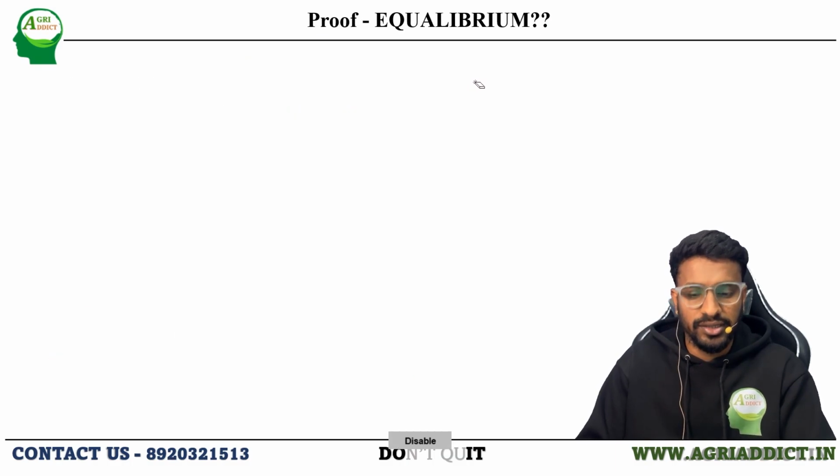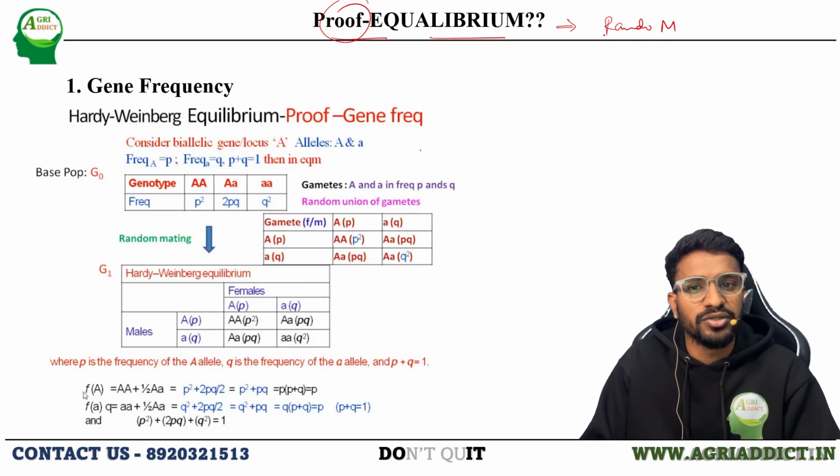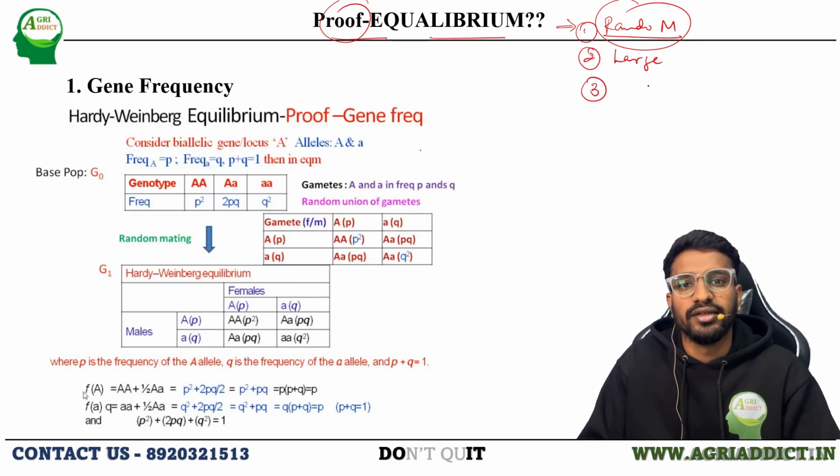So this gives... Now let us discuss how this equilibrium is maintained. Let us assume certain conditions. What were the conditions I said previously to be in equilibrium? One is random mating: the population should be undergoing random mating. Second, it should be sufficiently large. And third, no evolutionary forces should be acting on the population.